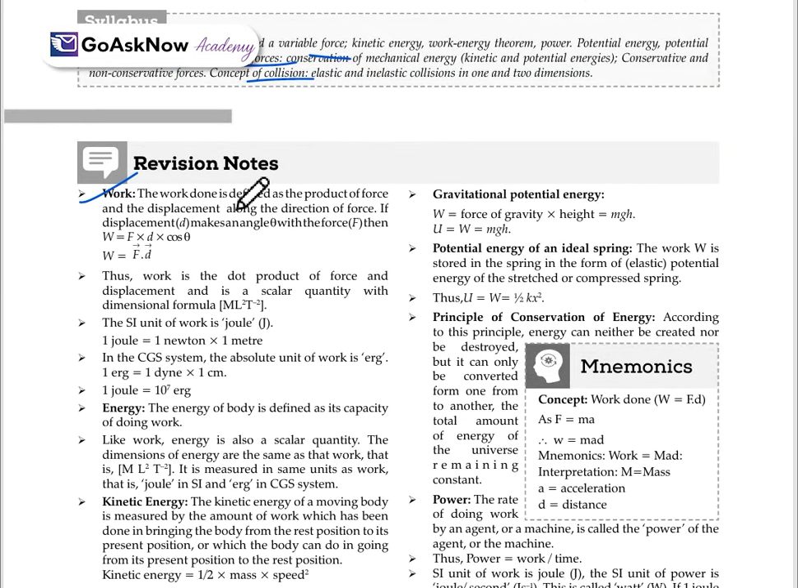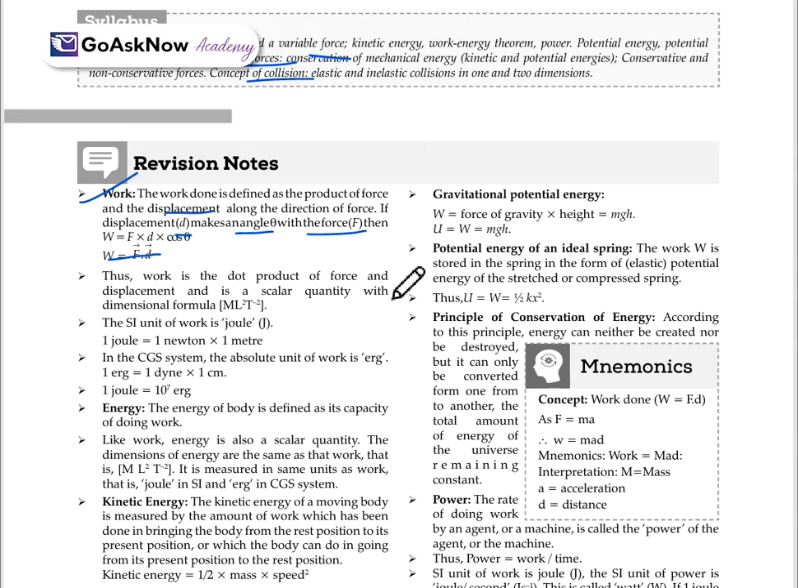Work done is defined as the product of force and displacement. We can define work as the product of force and displacement along the direction of the force. If the displacement is d and makes an angle theta with the force F, then W is equal to F d cos theta. Mathematically, W is equal to F into d, and in a statement, work is defined as the product of the force and the displacement along the direction of force.